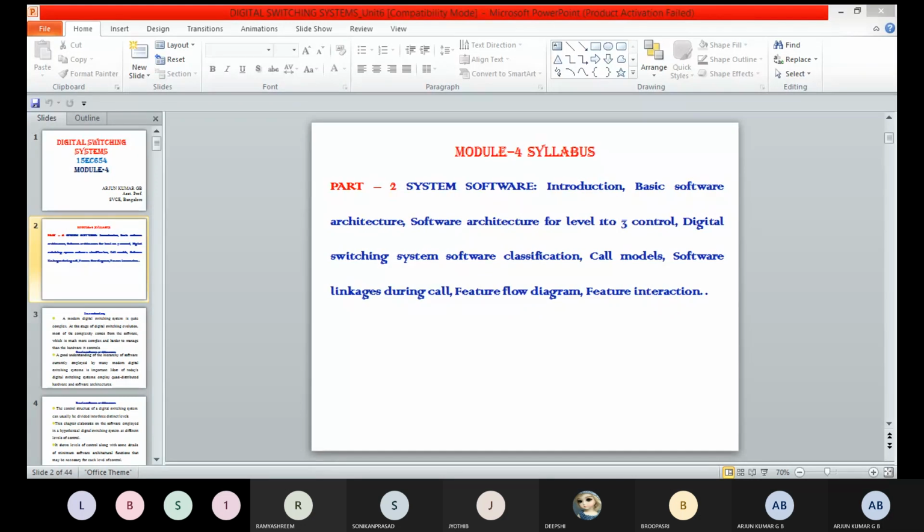In this chapter, we expose the working of the software that drives the digital switching system. Everywhere we are using software only, because in modern digital systems we are using stored program control.